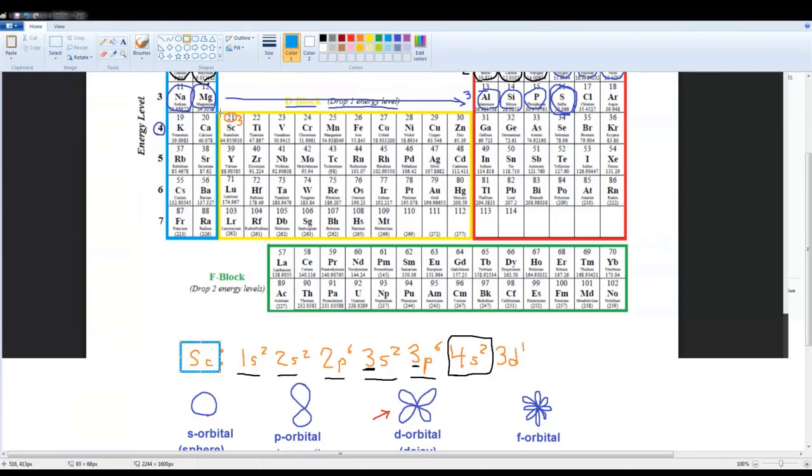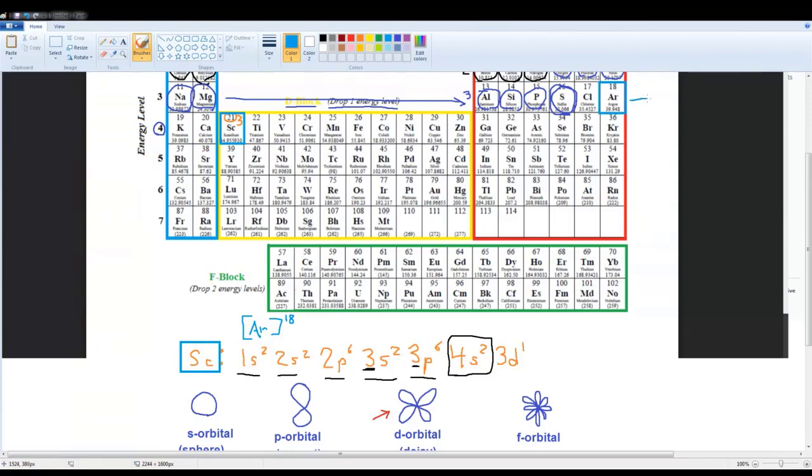So in the case of scandium, the noble gas that comes before 21 is 18. That would be argon. So what I can do for scandium is start with argon in brackets, Ar, and I put a little 18 to indicate the number of electrons that are filled up to that point.